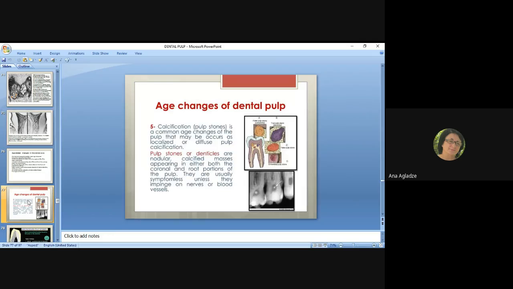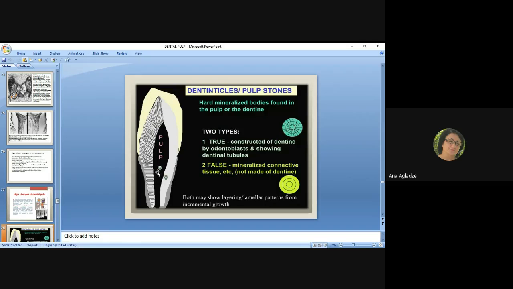And there are age changes in dental pulp. We mentioned it. During the course of lifelong dentinogenesis, dentin is not always deposited layer by layer on the inside walls, and sometimes there arises an accumulation of rounded structures known as denticles. Here you can see pulp denticles, called pulp stones.